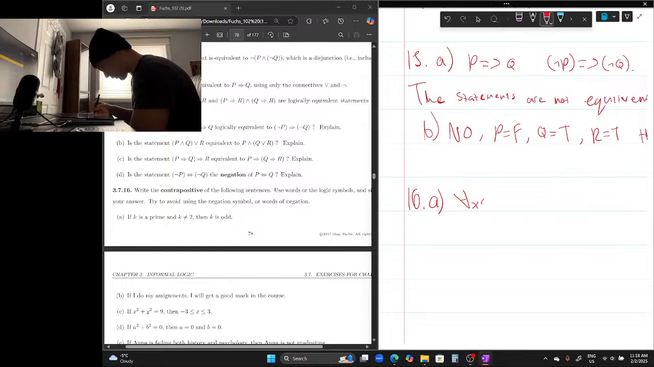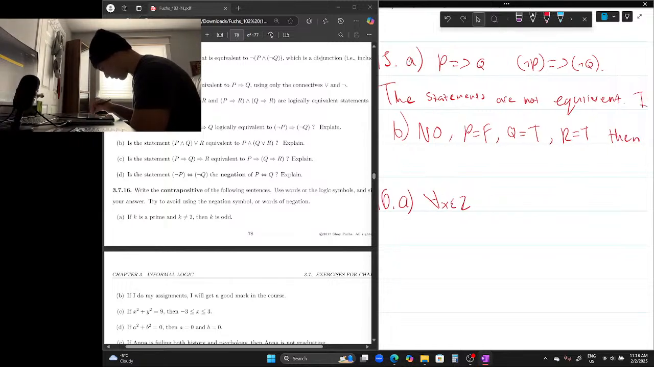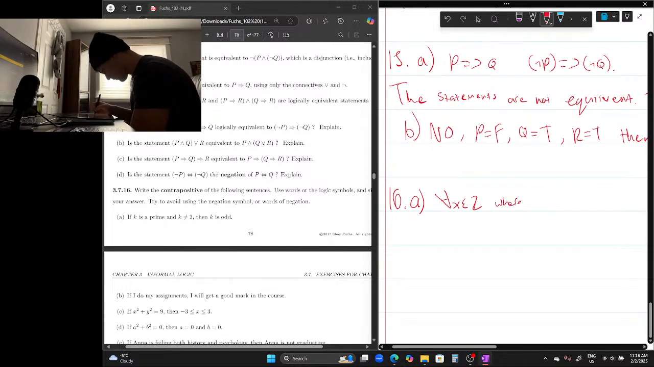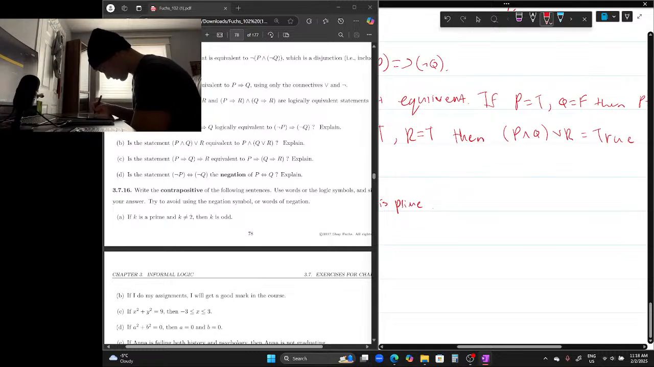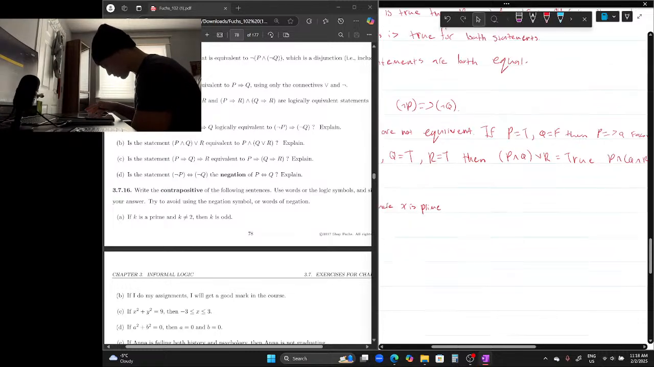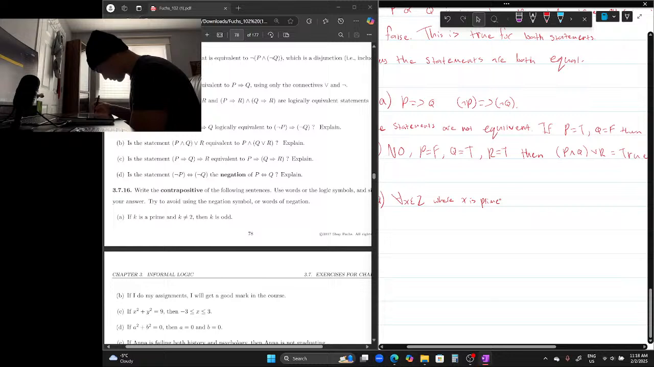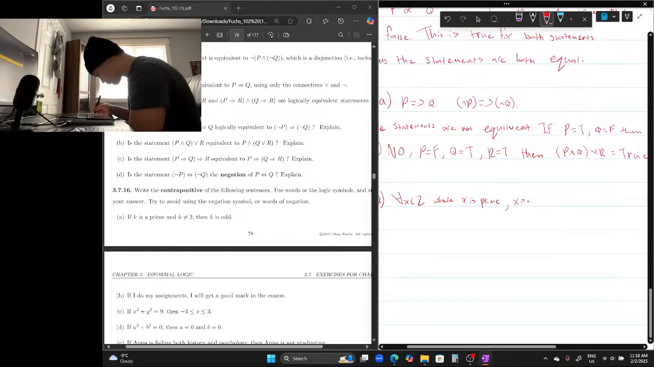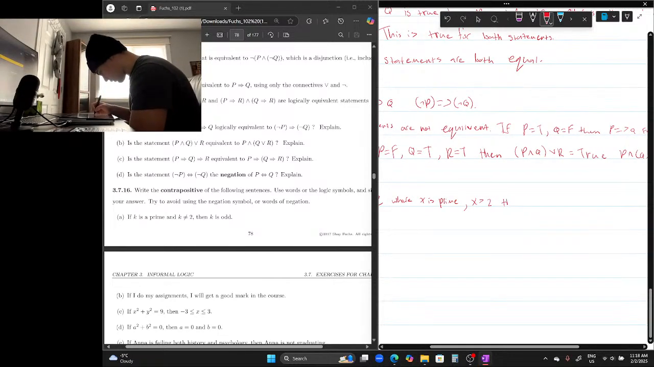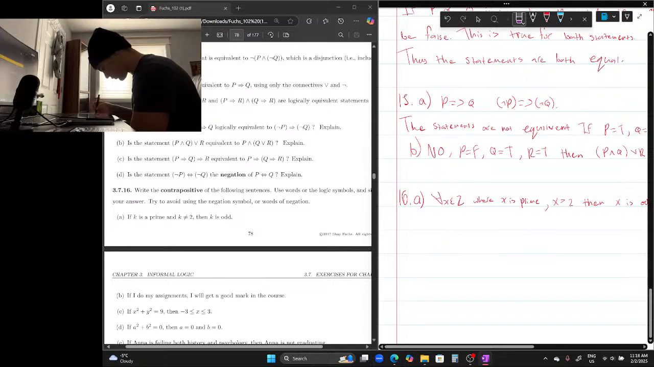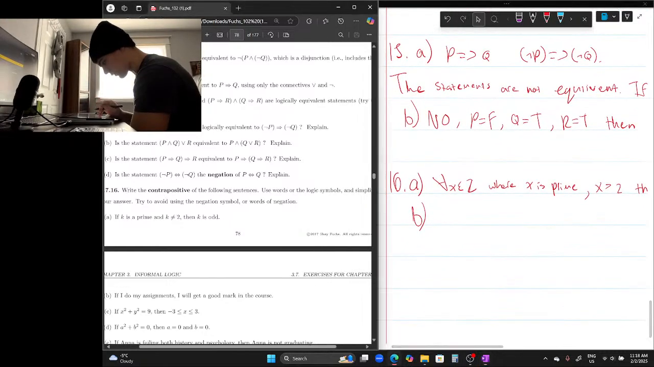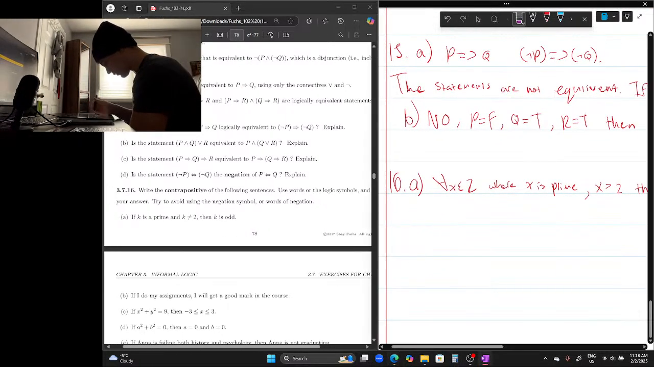So for all x, and I guess we can say the integers is fine, where x is prime and x is greater than 2, then x is odd. I would think that's how you write that. I can check the solutions after, but it says use words or logic symbols.